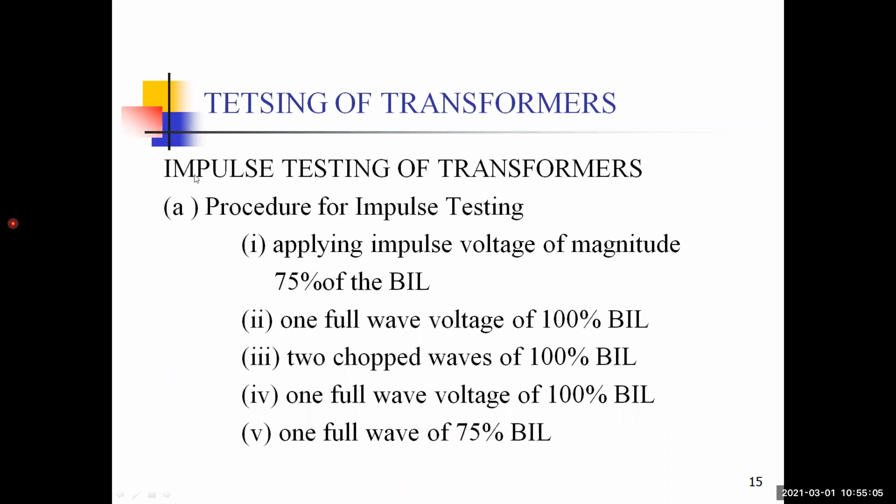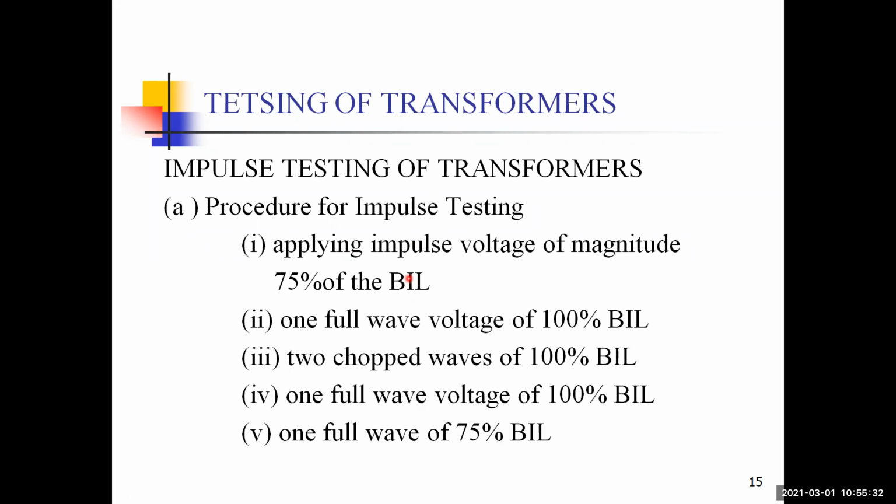Next, testing of transformers: impulse testing of transformers, and the procedure for it. Apply an impulse voltage of magnitude 70% of the BIL, which is nothing but the basic insulation level. This is a very, very important concept, BIL, so the abbreviation is also important. BIL means basic insulation level. Very important concept.